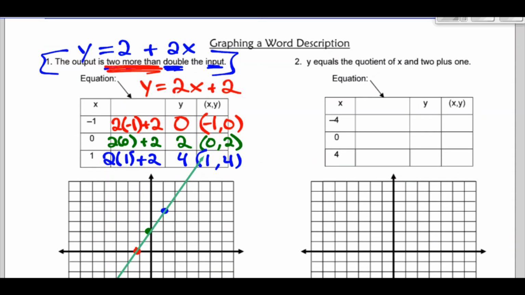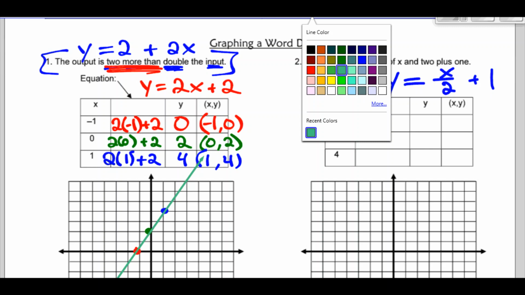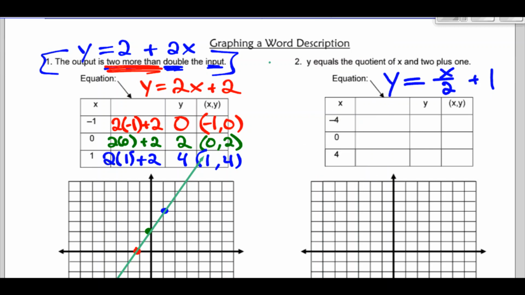All right, on number 2, y equals the quotient of x and 2, so the division problem between x and 2, plus 1. So now I have my equation. I'm going to take that and use each of these x values in there to find my y values. I'm going to plug in -4. That gives me -2 plus 1 or -1. So -4, -1 is a point on the line.